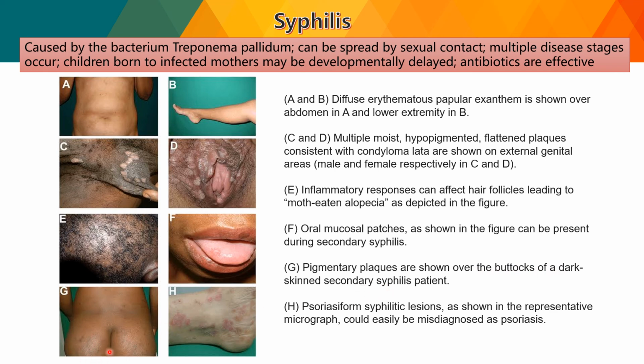Ayan, nakikita nyo ba? And then you have, in H is a psoriasiform syphilitic lesion as shown in the representative, this one. Okay? Pag sinabing psoriasiform, hindi talaga siya related sa psoriasis, guys, ha? Ano lang siya, parang look-alike. Okay? But this is a lesion found in syphilitic patients.